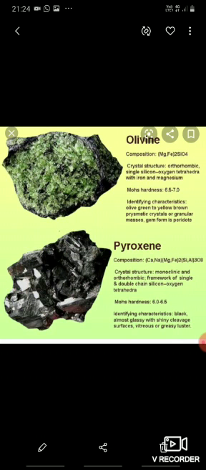Pyroxene is another important one. Its hardness is 6 to 6.5.